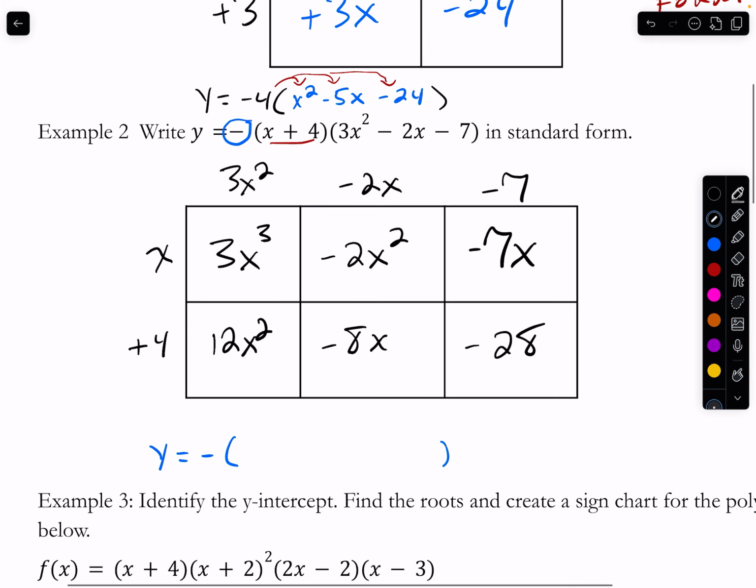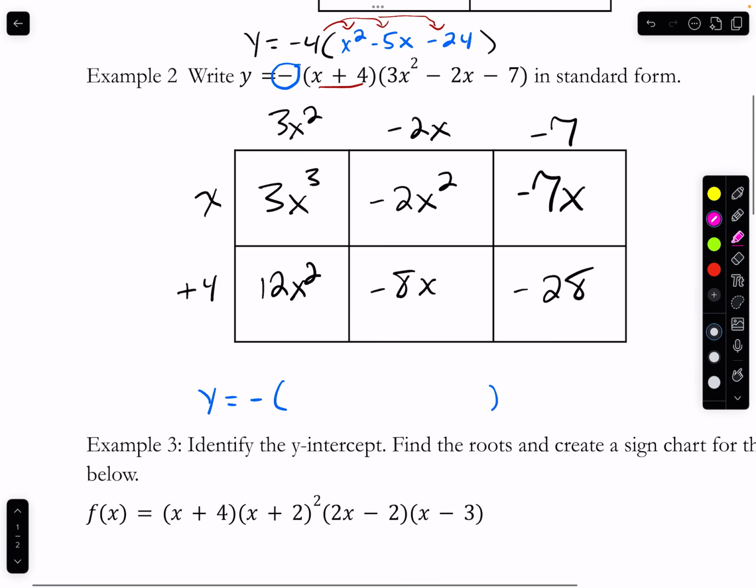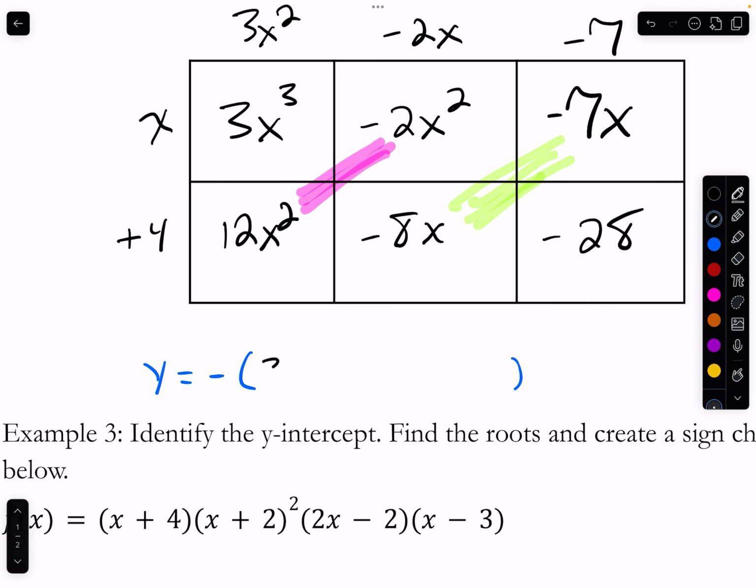What's nice about this is the diagonals are always our like terms. You see these diagonals are like terms, and these diagonals are like terms. So if I transfer this down into my polynomial, I'm going to get 3x to the third all by itself. 12x squared minus 2x squared is plus 10x squared. And then -7x minus 8x is minus 15x. The last thing we've got is minus 28.